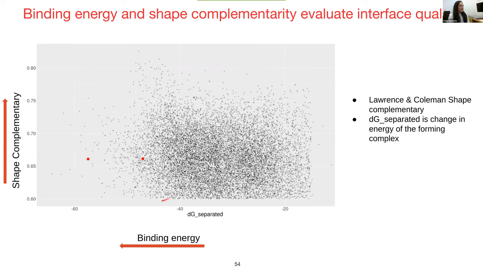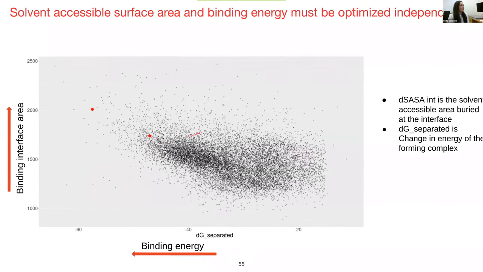They are a little better on the delta delta G. They are kind of middle for shape complementarity. For the dSASA and dG separated, for the binding energy and the binding interface area, they are a little bit above, right? Still keeping that, I guess, the 1200, right? You are above that as well here. This one was definitely on the top.